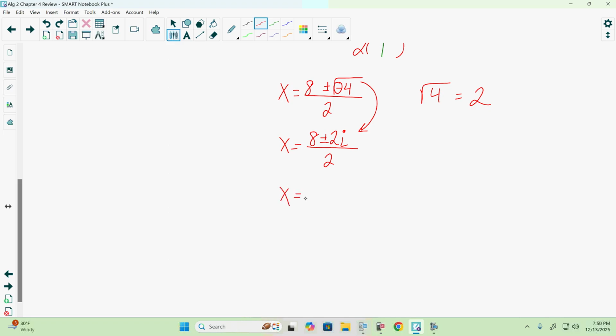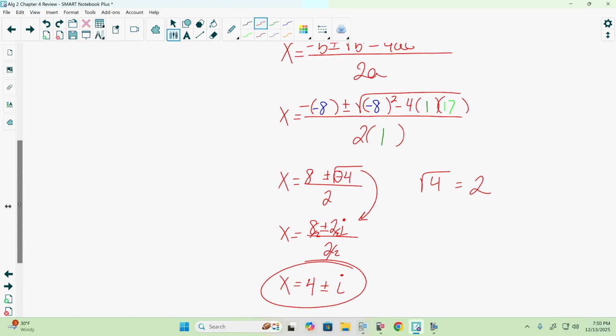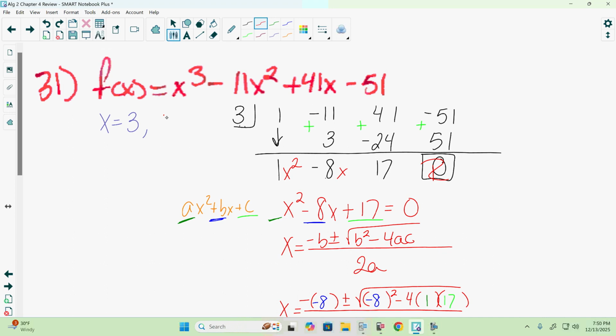Now because there is a greatest common factor of 2 across all 3, we will divide it out. And our 2 divided by 2 here is 1, so the denominator simplifies completely. The 8 divided by 2 is 4. 2i divided by 2 is just going to be i, telling us that the remaining 2 solutions is 4 plus or minus i. So we have 3 and 4 plus i and 4 minus i, and those would be our 3 solutions. Those would be the 3 values of x that would make this function equal 0.